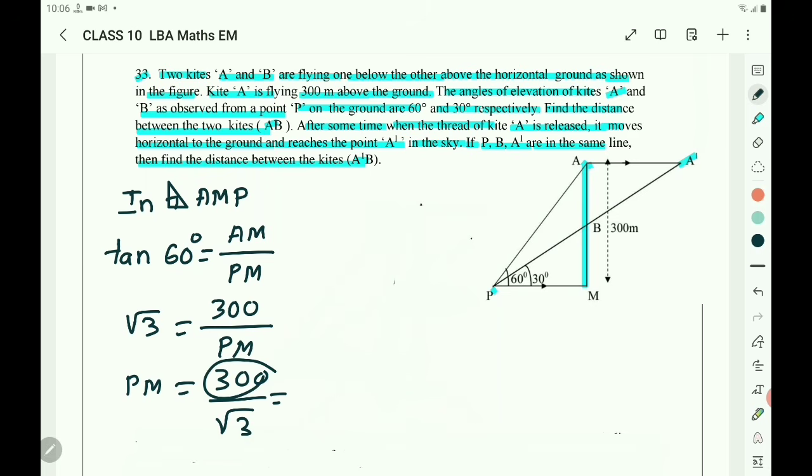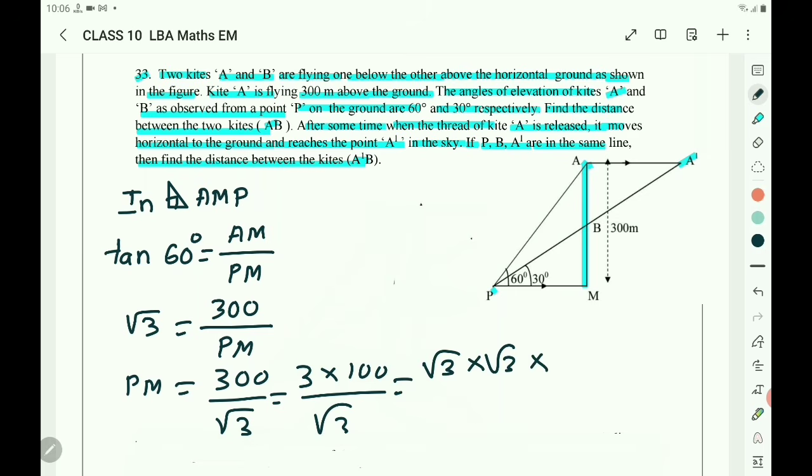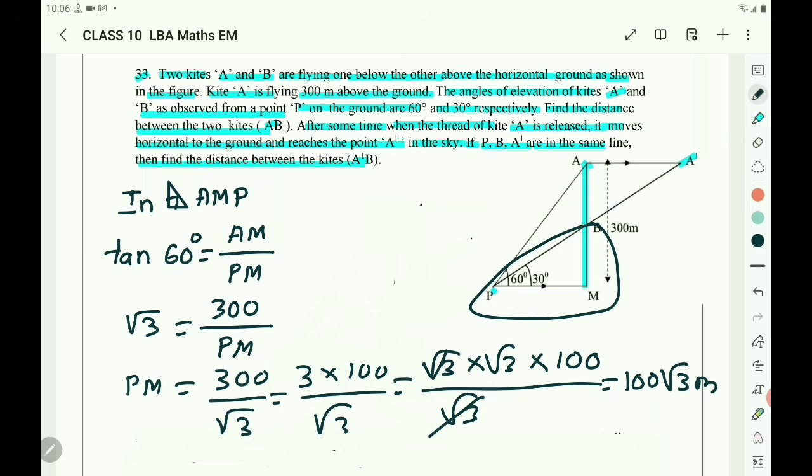300 can be written as 3 into 100. 3 into 100 by root 3, and this 3 can be written as root 3 into root 3, into 100 by root 3. You can cancel root 3 and root 3 and you got 100 root 3 meter. That is PM. Now by using this PM, use the triangle PMB to get BM.